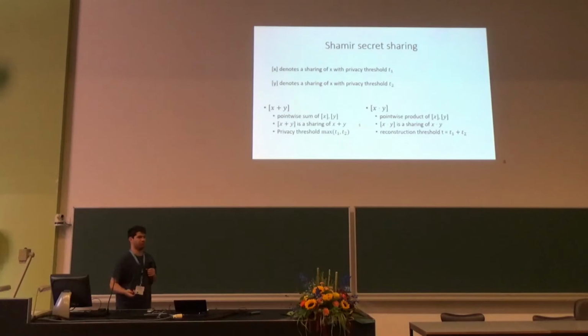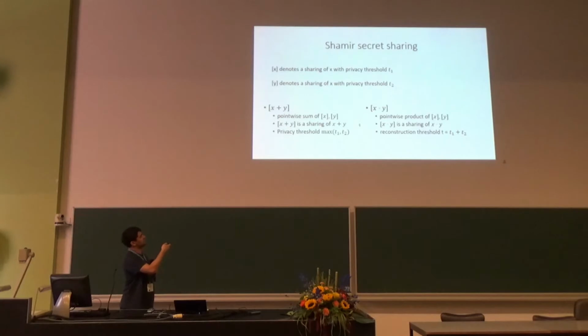All right, for notational convenience, we're going to use something similar to what Speed did. We'll use X and Y with the box notation to denote the sharing. For the sharing of X, I'm going to let it have threshold T1, and for the sharing of Y, a threshold of T2, just for description. So when you add two sharings, the privacy threshold is actually the maximum between these two values.